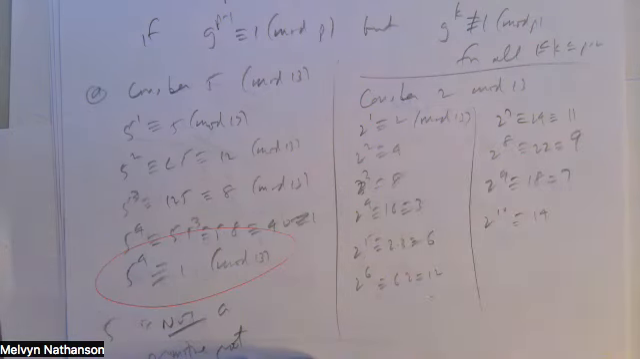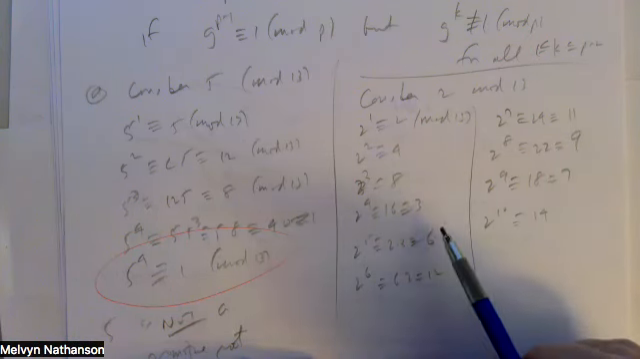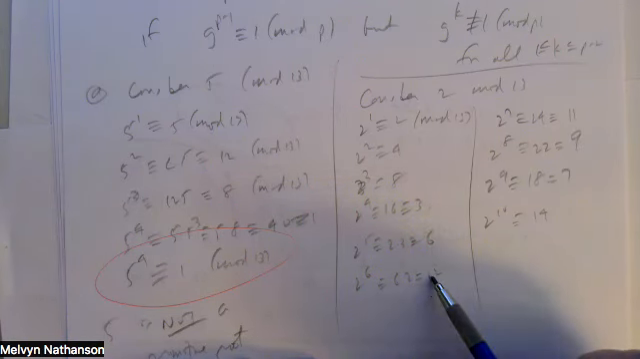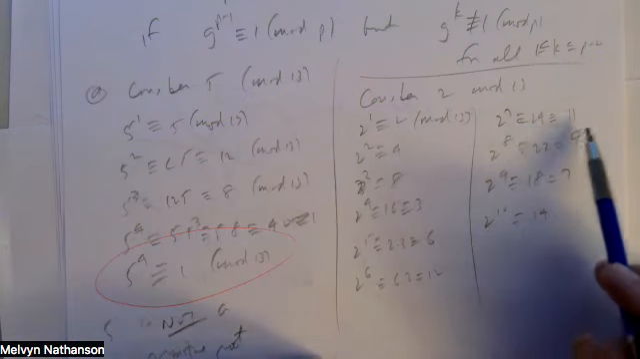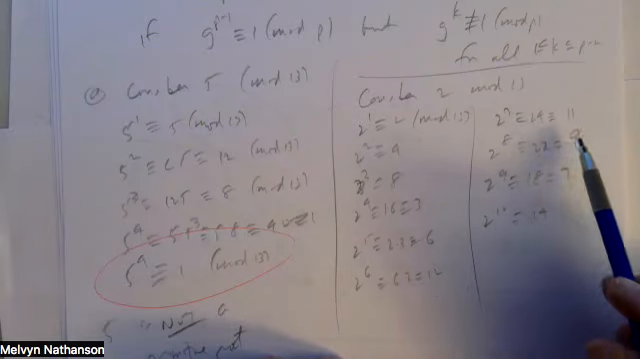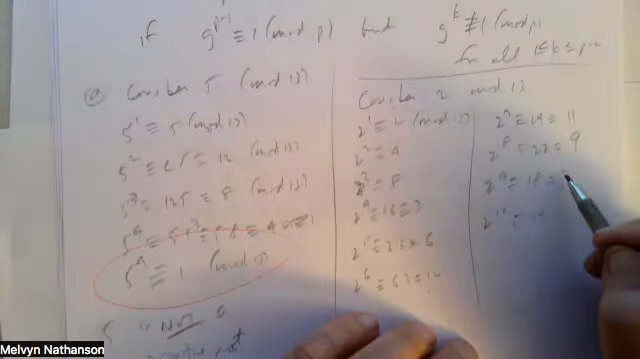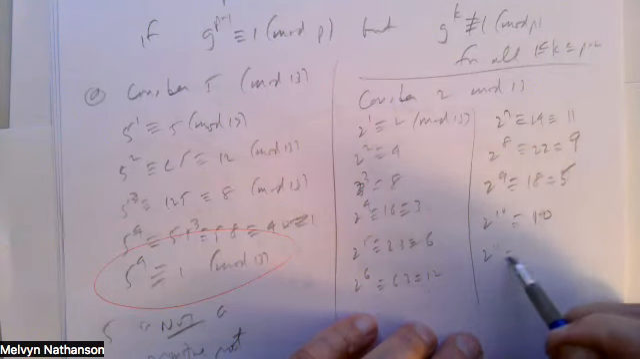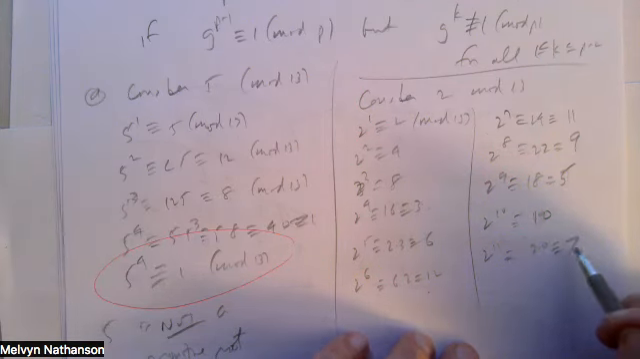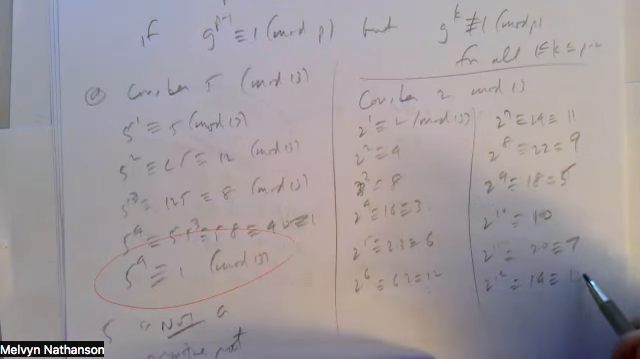2 to the 10th power... Oops, something's not right here. So let me just double check what I did. 2, 4, 8, 16 is 3, 6, 12. 2 times 12 is 24. 24 mod 13 is 11. 22 mod 13 is 9. Yes. 18 is not 7. 18 mod 13 is 5. 2 to the 10th is 2 times 5, is 10. 2 to the 11th is 20, which mod 13 is 7. And 2 to the 12th is 2 times 7, is 14, which mod 13 is 1.